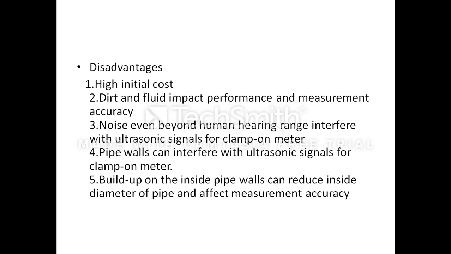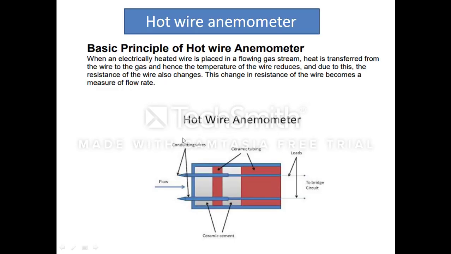The limitation is the high initial cost, and depth and fluid conditions impact performance and measurement accuracy. Noise is a problem; noise generation is one of the bigger limitations in this system. Pipe walls can interfere with the ultrasonic signal in a clamp-on meter. Again, buildup on the inside pipe walls can reduce the inside diameter of the pipe, which affects measurement accuracy. So these are the various limitations of the ultrasonic flow meter.